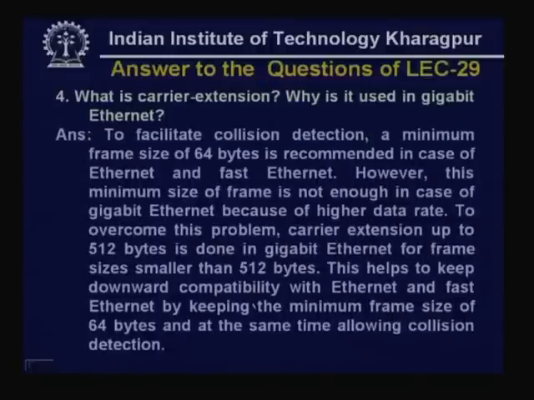Fourth question was, what is carrier extension, and why is it used in gigabit Ethernet? As I mentioned, for detection of collision a minimum size of frame is required. However, as the speed is increased, that size has to be increased, but instead of increasing the frame size, carrier extension is performed up to 512 bytes, so that the collision can be detected in gigabit Ethernet. So, essentially carrier extension is being done for collision detection.